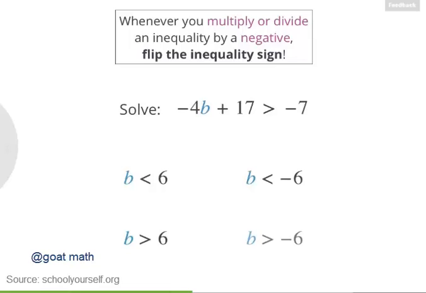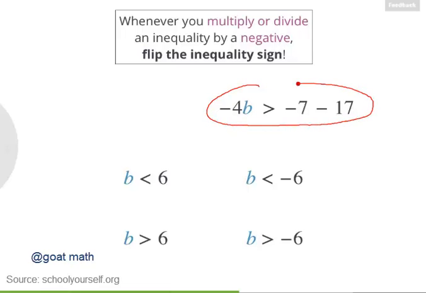Next, try solving this inequality. -4b plus 17 is greater than -7. Nicely done. So we can subtract 17 from both sides, and the 17's on the left cancel. That leaves us with -4b is greater than -7 minus 17, or -24.